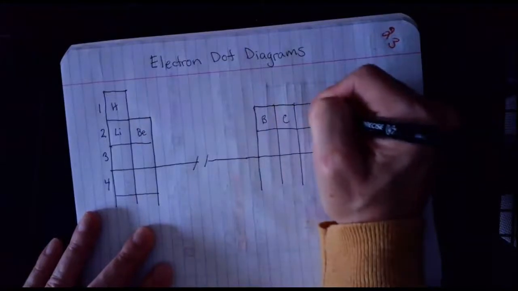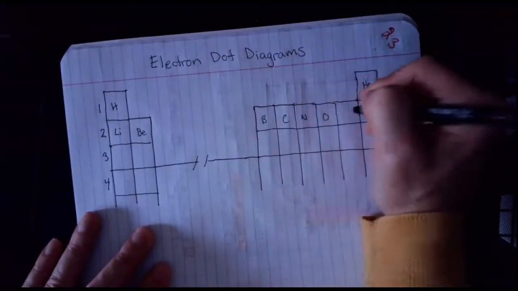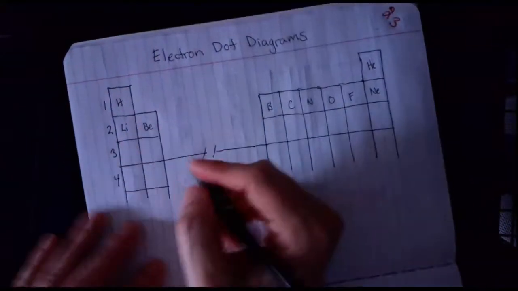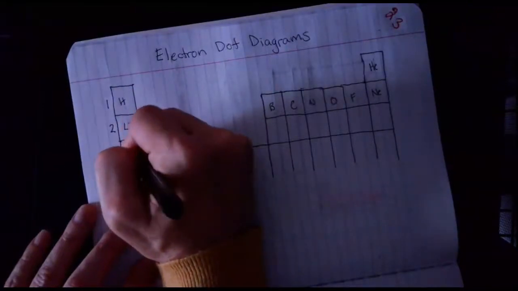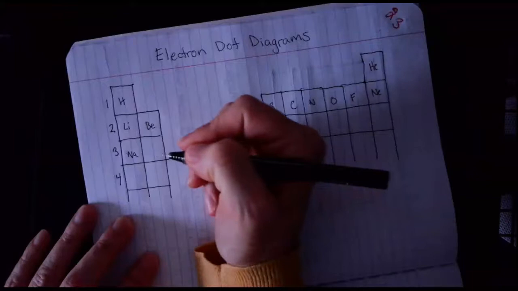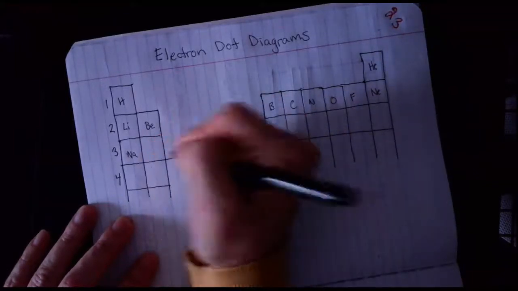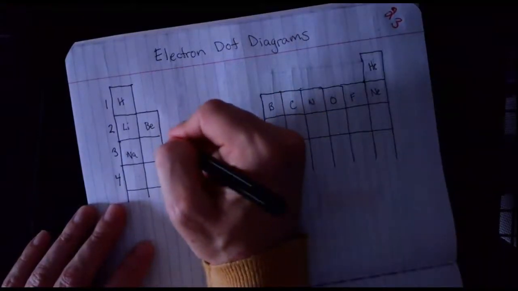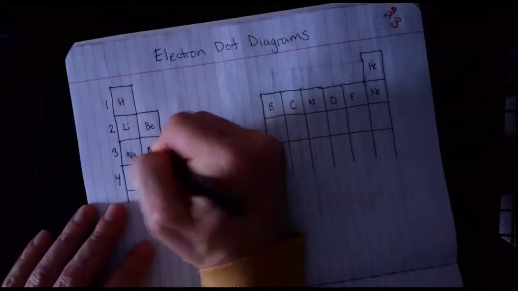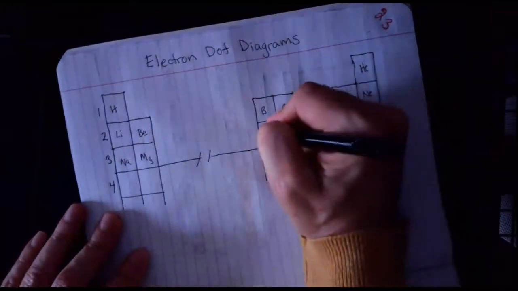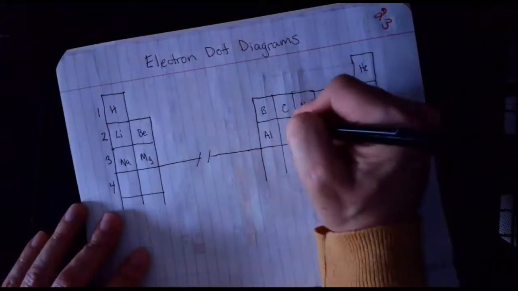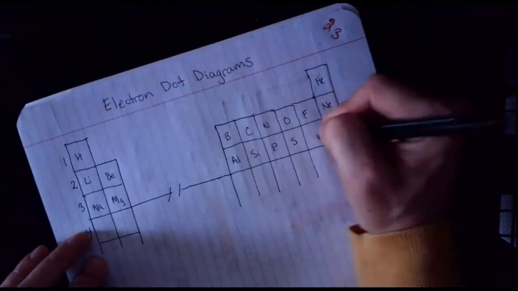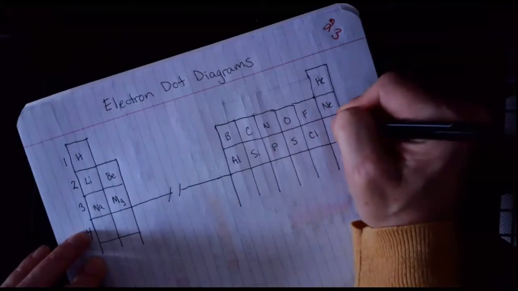Be for beryllium, B for boron over here, C for carbon, N for nitrogen, O for oxygen, F for fluorine, and Ne for neon. Then in the third period we have Na for sodium, which is kind of weird, right? Sodium starts with an S, but the symbol is Na because it comes from the Latin name Natrium. Then Mg for magnesium. I'm not even sure I said that Latin name correctly. Al for aluminum, Si for silicon, P for phosphorus, S for sulfur, Cl for chlorine, and Ar for argon.